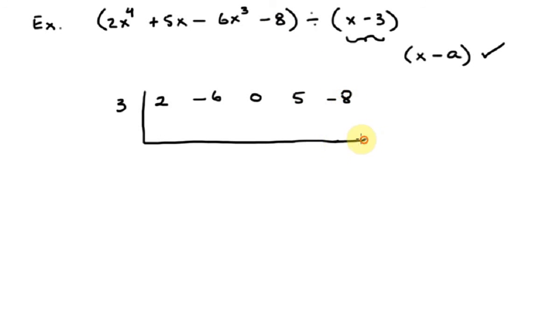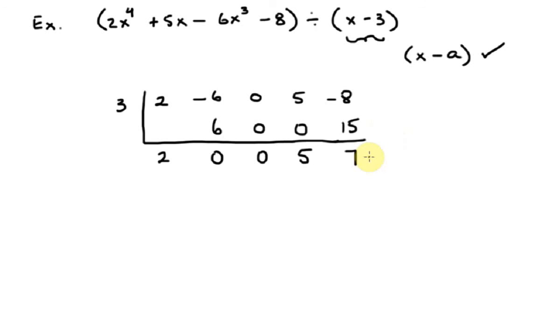Okay, so there it is. I'm going to bring down my first coefficient, and then I'm off and running. So now I just go 2 times 3 is 6, and I add them up, which gives me 0. 0 times 3 is 0, and I add them up, which gives me another 0. 0 times 3 is 0, and I add them up, which gives me 5. And 5 times 3 is 15, and I add these up. So guess what? We have finished doing our division.